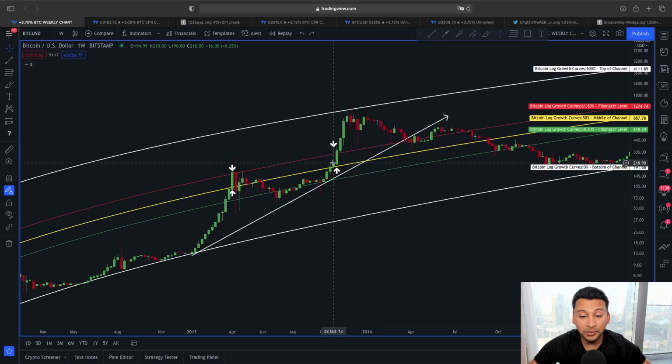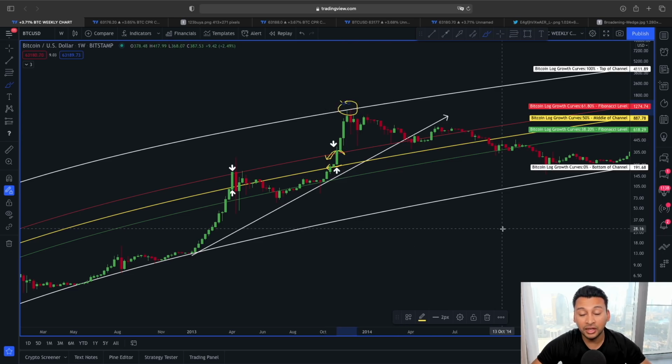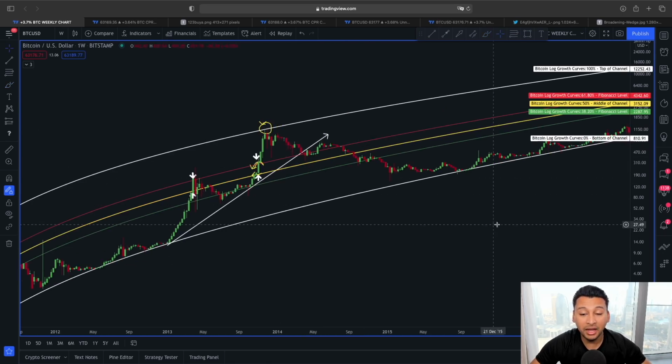You can see guys, when we tried one more time in the second attempt and price also found support above this yellow line, the Bitcoin logarithmic growth curve of 50%, we came across this 61.80 Fibonacci line. But this time, you can see we were able to break this resistance and flip it into support. And what happened after that? Price headed towards the top of the channel. After that, we started the actual bear market phase for Bitcoin.